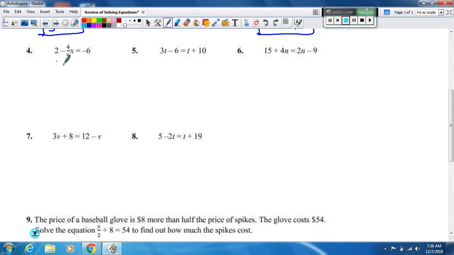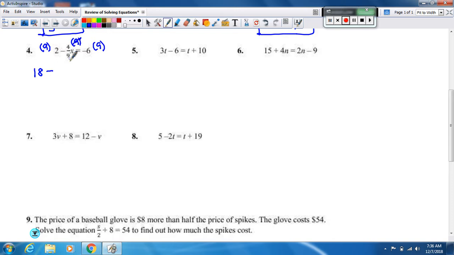Okay, with a fraction, I would like to get rid of the denominator first. So you take whatever the denominator is and you multiply each piece by that. It just helps get rid of your fractions. I just prefer to do that. Okay, so 9 times 2 is 18. Then you've got a negative sign.